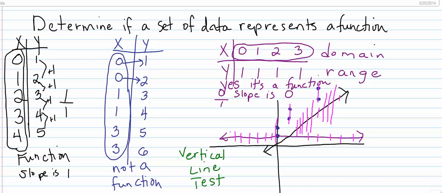So there's 2 ways to determine if a set of data points is a function or not, depending upon how you're given the data. If you're given a table, like I started with, you want to make sure that every data point in the domain is paired with only one data point from the range, not 2 different numbers. If you're given a graph, you want to use what's called a vertical line test. As long as a vertical line anywhere on the graph only crosses it once, then you know you have a function.